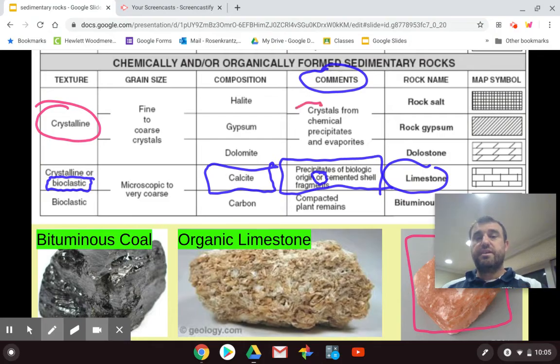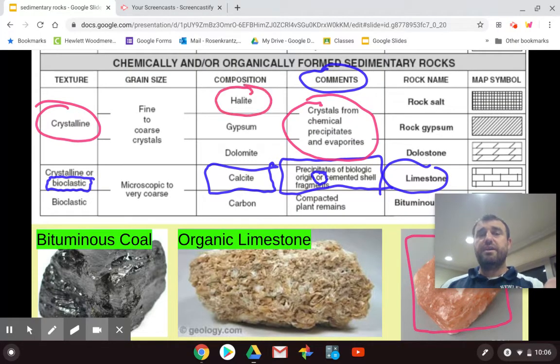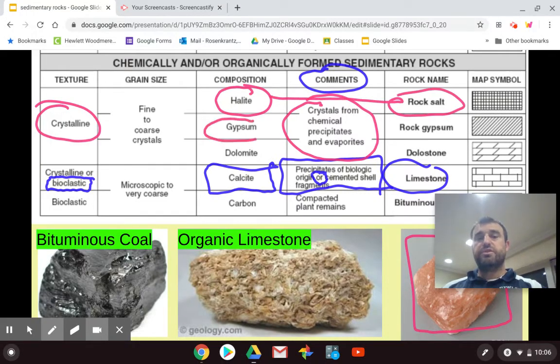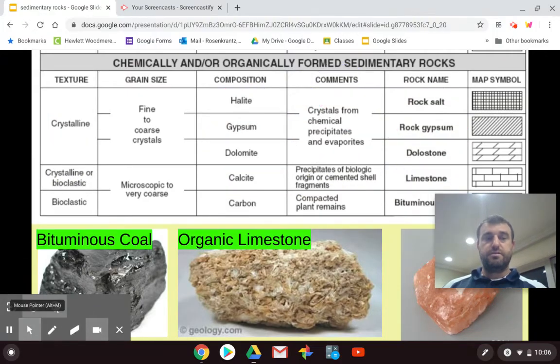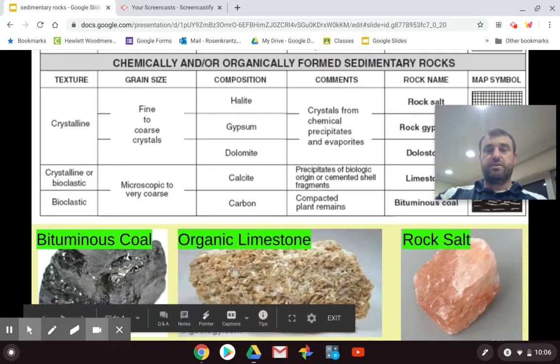And they actually tell you right here how it forms. Crystals from chemical precipitates. So if the seawater was rich in halite, you would get rock salt. But if the seawater was rich in gypsum, then you would get rock gypsum. If it was rich in dolomite, then you would get dolostone. And that's how you use this chart. Okay. Let me erase this. And that's rock salt.